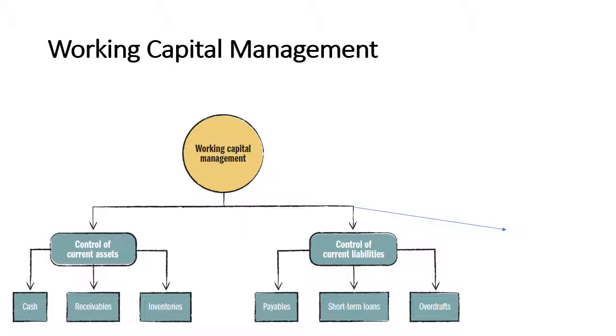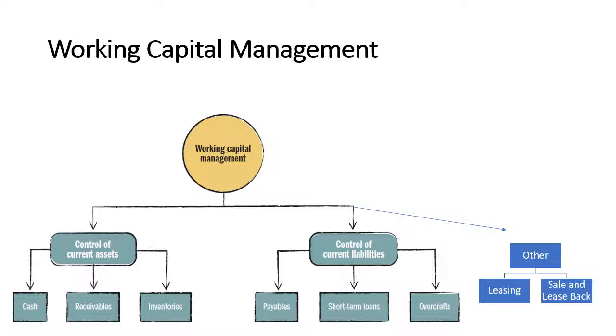Okay, so to control current assets, we can do this through three ways. We've got cash, our accounts receivable, and our inventory. While to control current liabilities, we have three ways. We have our accounts payable, what we need to pay, our short-term loans, and our overdrafts. But there's one more that we get in the syllabus, and that'll be our general or other working capital management strategies. So we've got leasing and sale and leaseback.